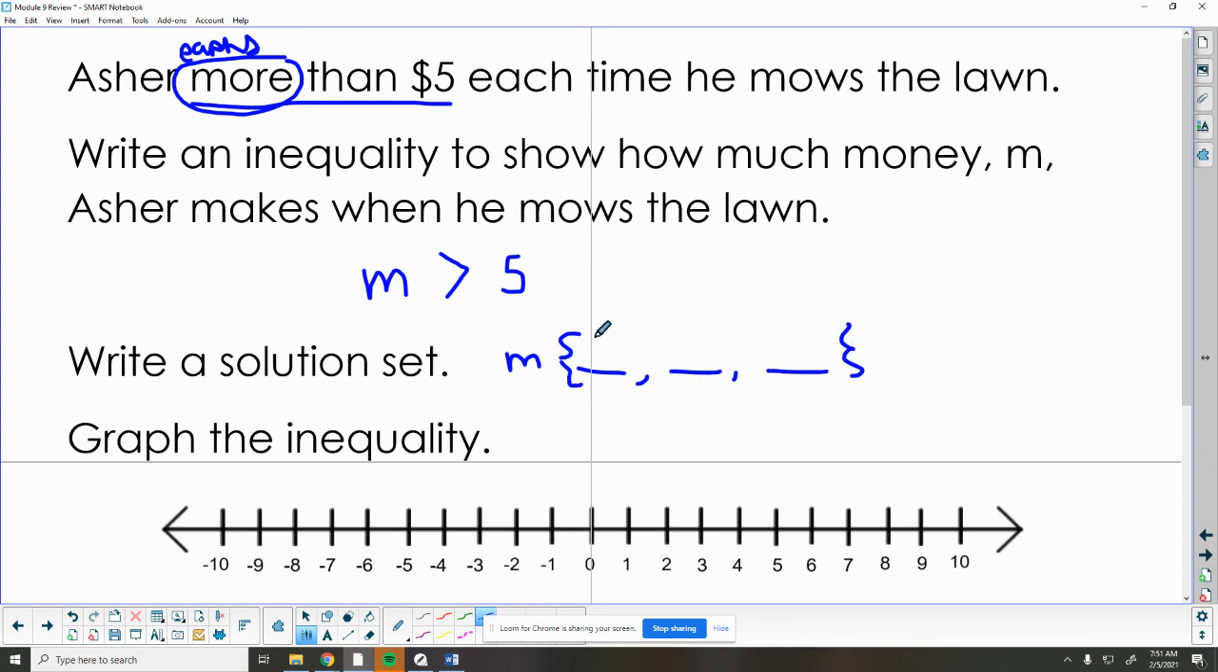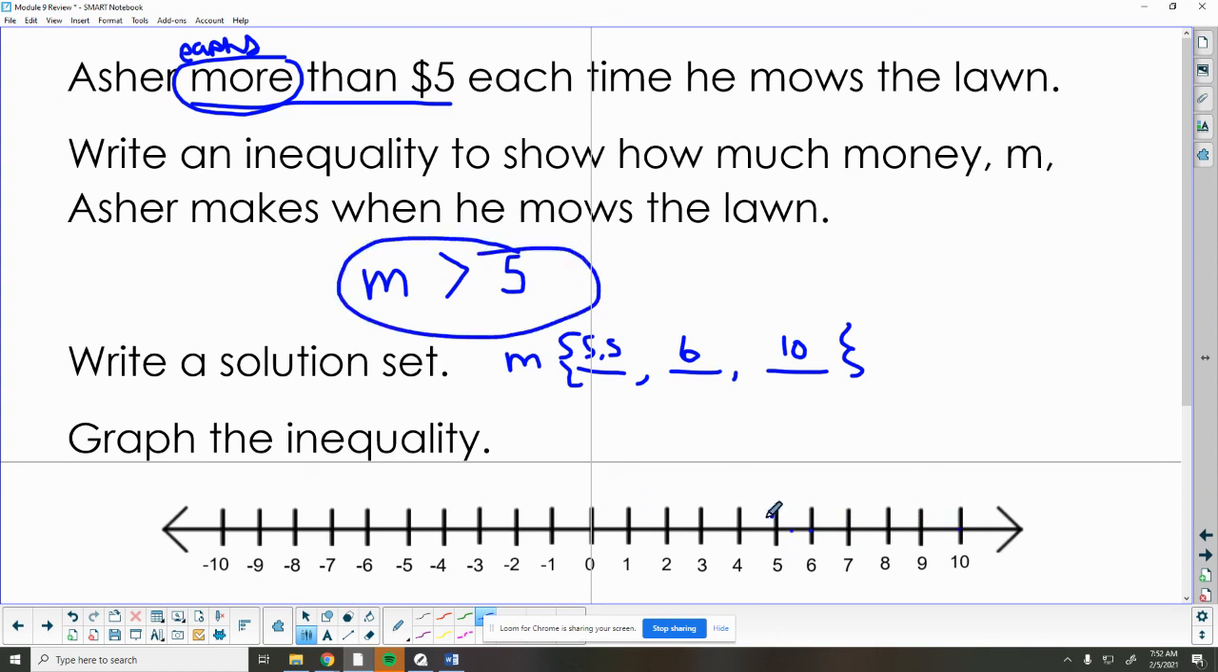So probably depending on the size of the lawn, but he always charges more than $5. So he can't earn $5. He could earn $5.50. He could earn $6. He could earn $10. So I'm going to put these on here. So 5.5, 6, 10. So I'm comparing to 5.